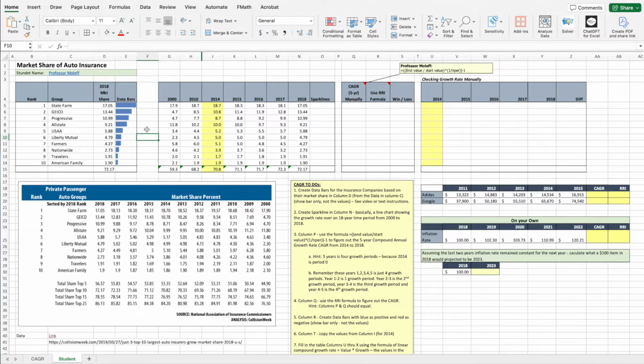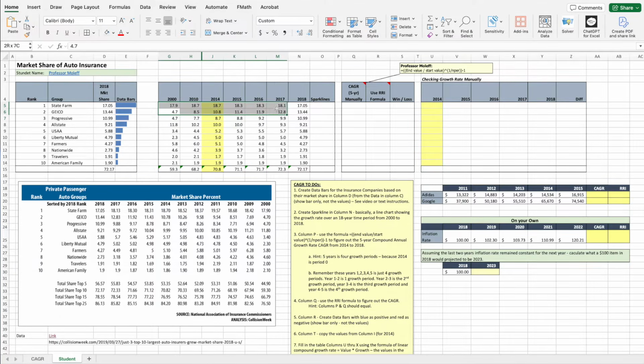Okay. Another way to show this is what's called Sparklines. And this shows us a graph of what's going on as a line graph. And we can see it going up or down. And for this, we're going to go all the way back to the year 2000, where we see what their market share percentage was in the year 2000. And we're going to compare that to their market share percentage in 2018. And we can actually see some impressive growth by Geico and Progressive between those.